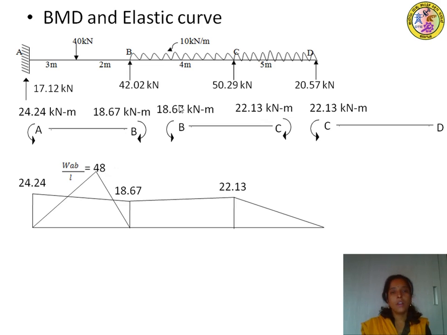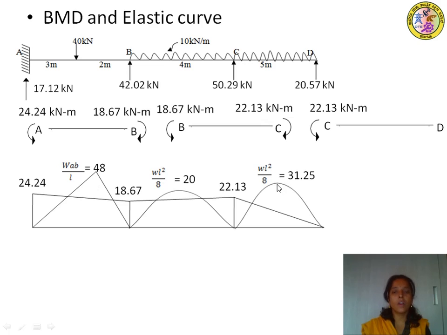kilonewton meter. Next, BC is subjected to UDL. Therefore, the variation will be a parabola, and the magnitude is calculated by using WL square by 8, which is equal to 10 into 4 square by 8, that is equal to 20 kilonewton meter. Next, CD member is also subjected to UDL. So the variation of BMD is also a parabola, with the highest ordinate at the midspan, calculated as WL square by 8, and it is equal to 31.25 kilonewton meter.